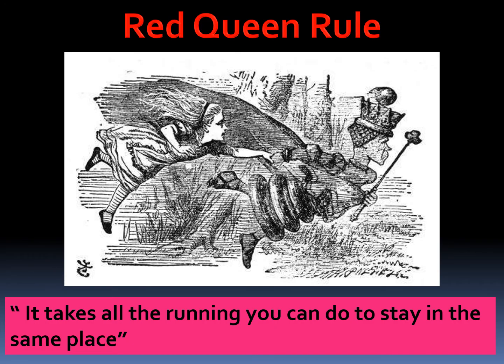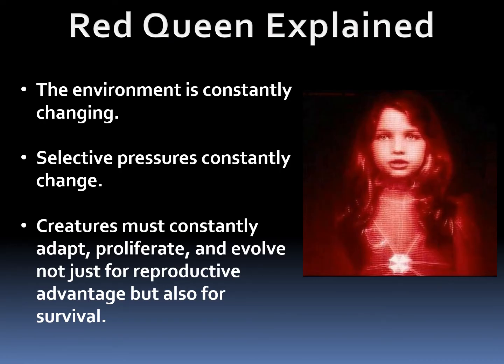And this relates back to the Red Queen rule, which says that it takes all the running you can do to stay in the same place, right? This is a very important concept in evolutionary biology and how a species interacts with the environment. In essence, it's saying that the environment is constantly changing, so the selective pressures facing any given species constantly change as well. So creatures must constantly adapt, proliferate, and evolve, not just for reproductive advantage, but also for very base survival.